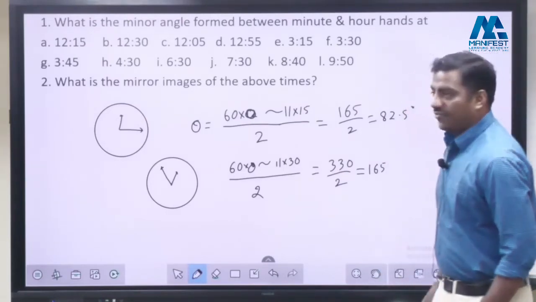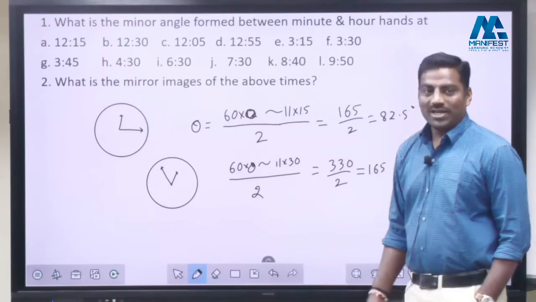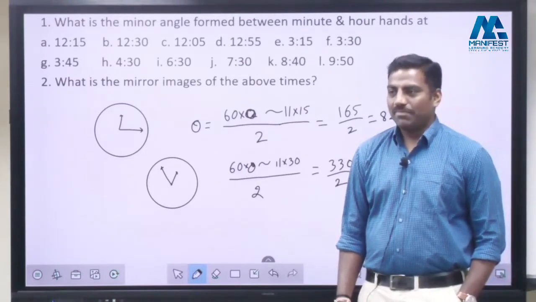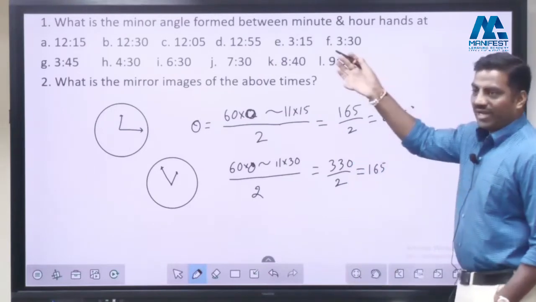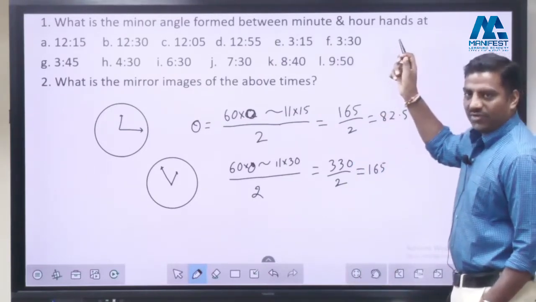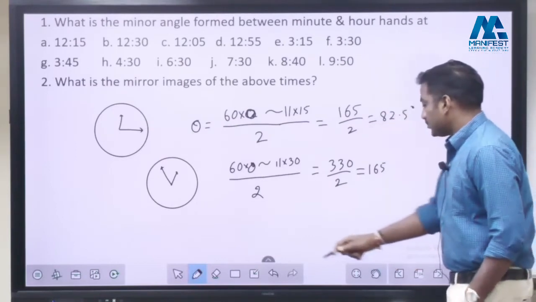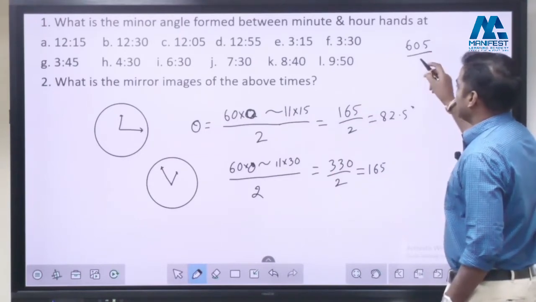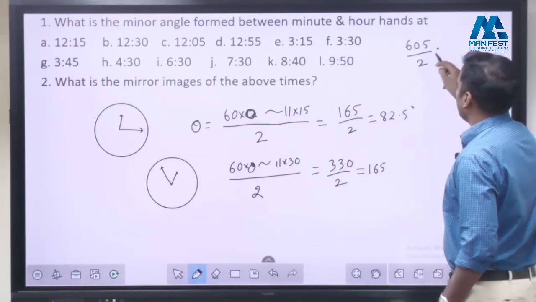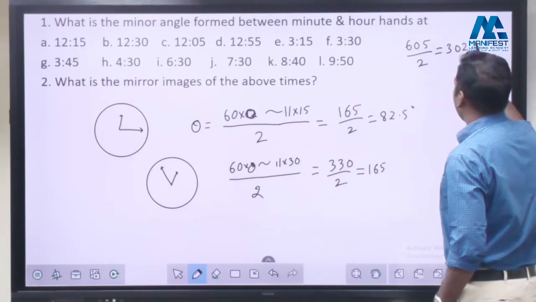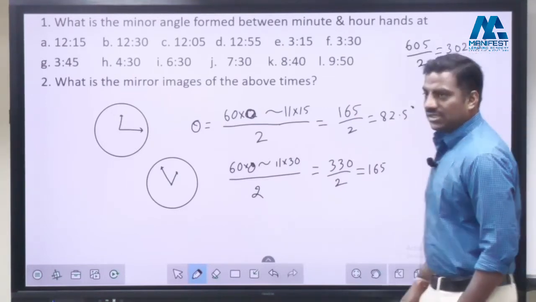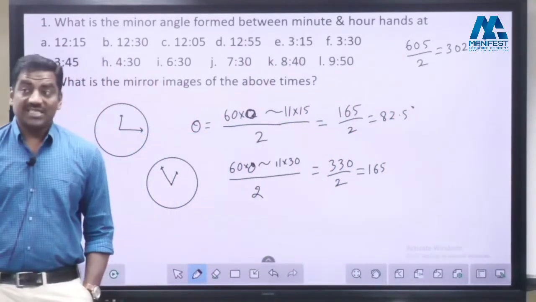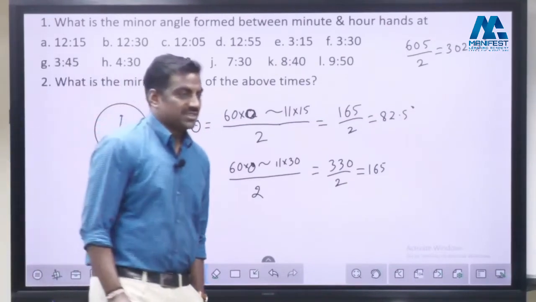Yeah. So 12:55. See, in this case, you will get the major angle. When you substitute 55 for M, you will get the major angle. So that is what? 0 for 12, so here 55 into 11. 55 into 11 will be 605. Only in such cases we'll get the answer as 302.5, but we don't want the major angle. Subtract it from 360, we'll get 57.5. Yes, it is not 60, it is less than 60, that is 57.5.